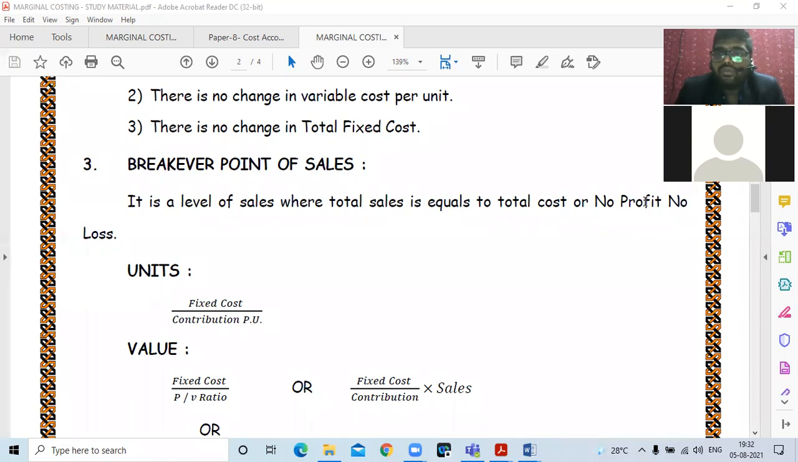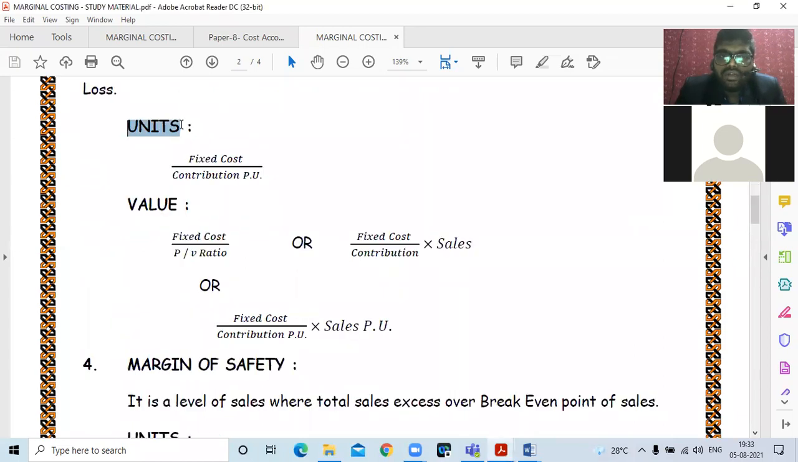The formula for your break even: if you're calculating your break even in number of units, your formula will be fixed cost upon contribution per unit. If you're calculating break even point of sales in value, your formula will be fixed cost upon PV ratio. Fixed cost upon PV ratio. Okay, that is your break even.